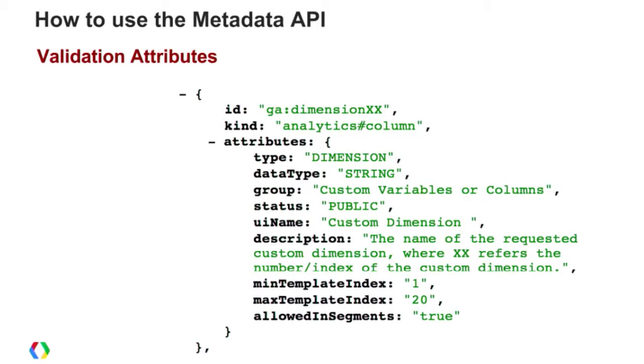And then finally, we have some attributes that you can think of as helping in terms of validation. So we have an allowed in segments attribute, and this just helps you identify whether a particular dimension or metric can be used in a reporting query as a segment. And if it is allowed, then this attribute will exist. If not, it will not exist. And again, this is helpful for validation and making sure you're building queries that will work properly.